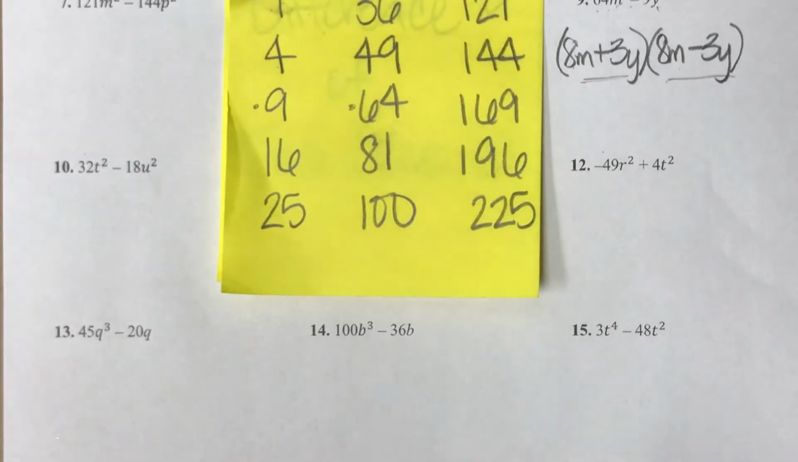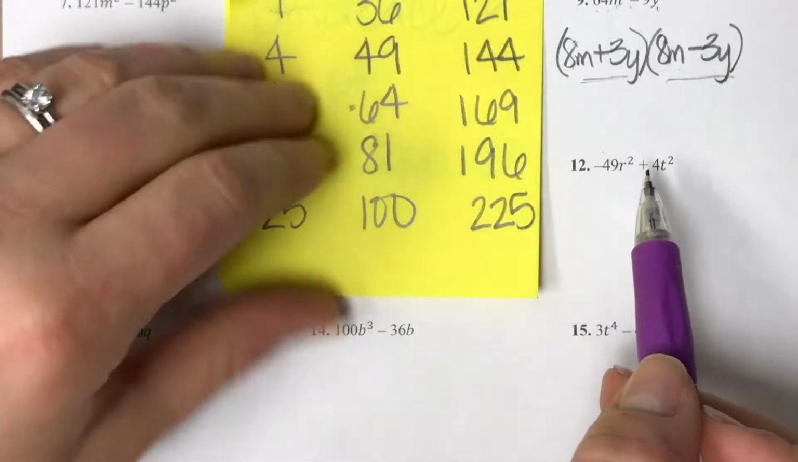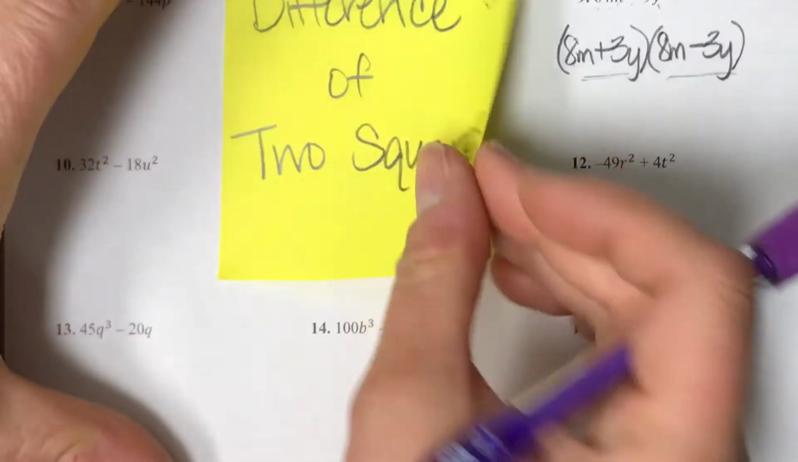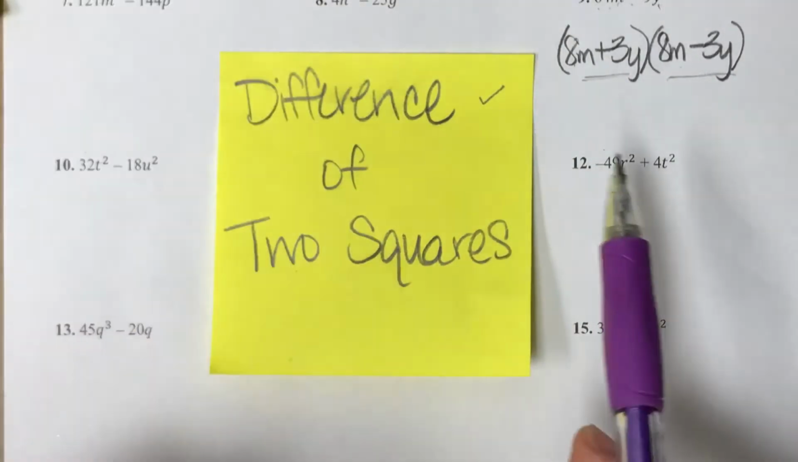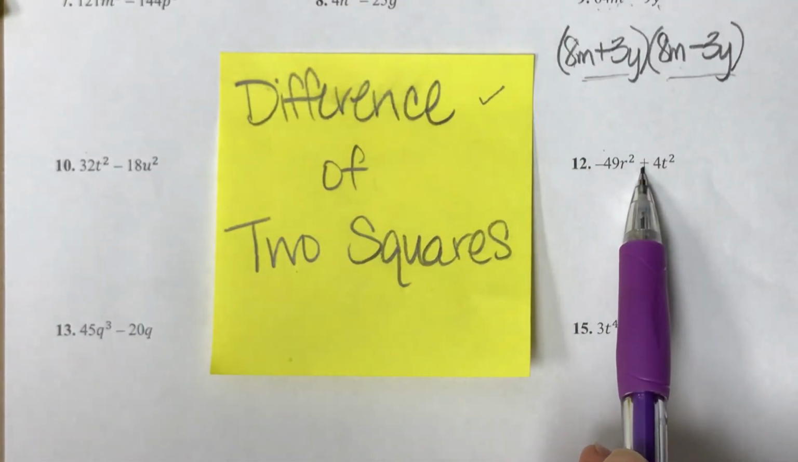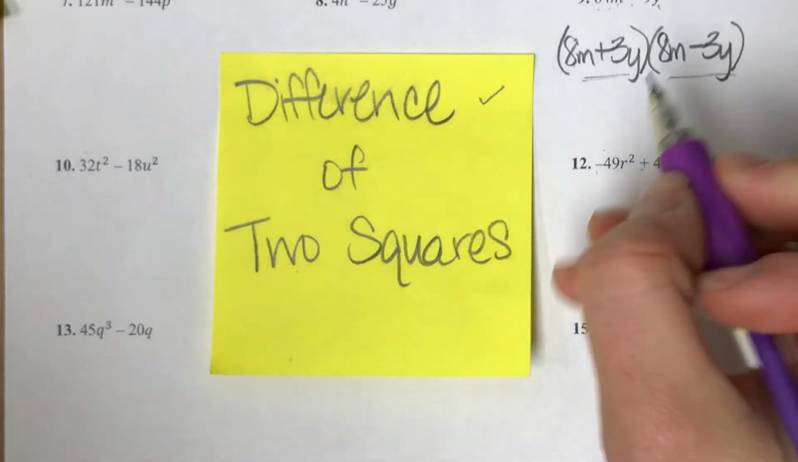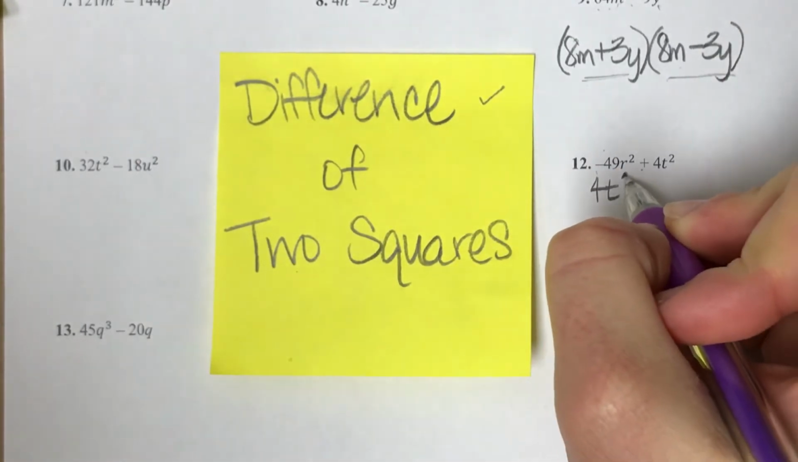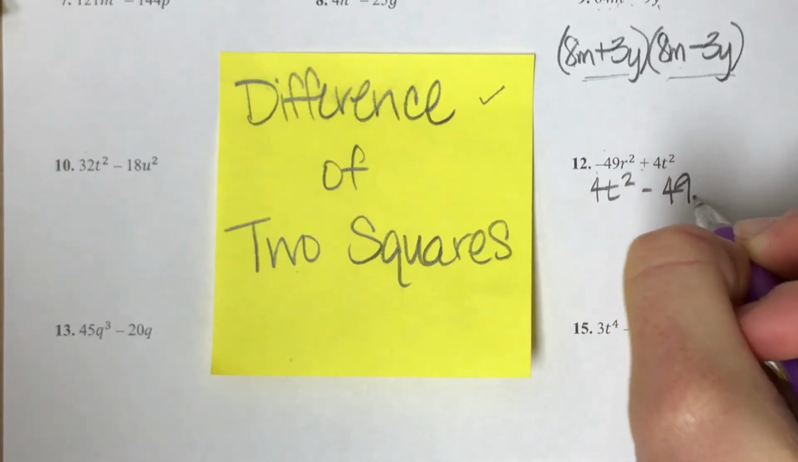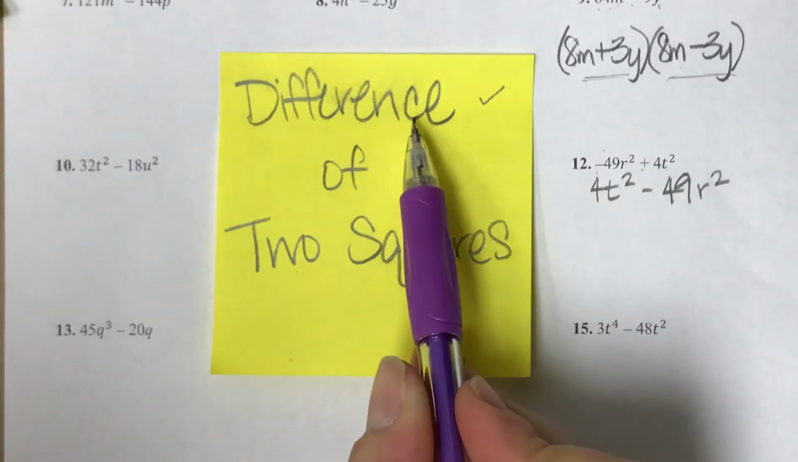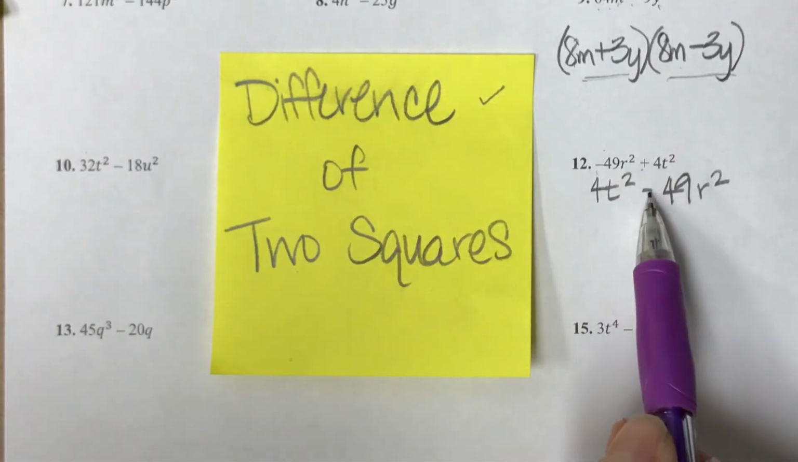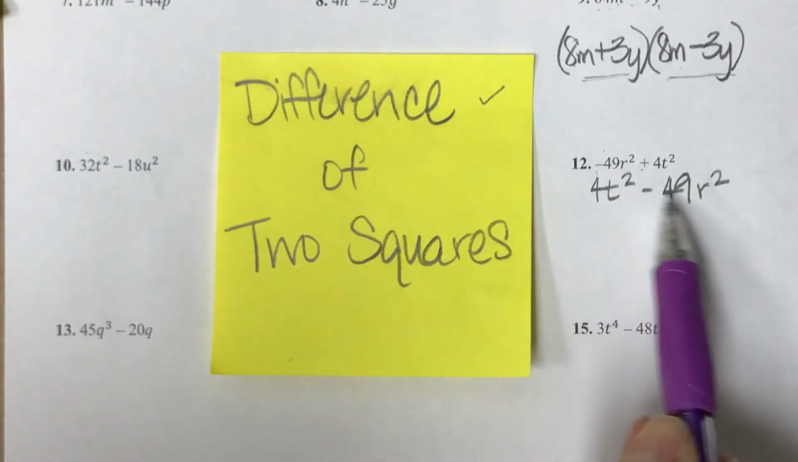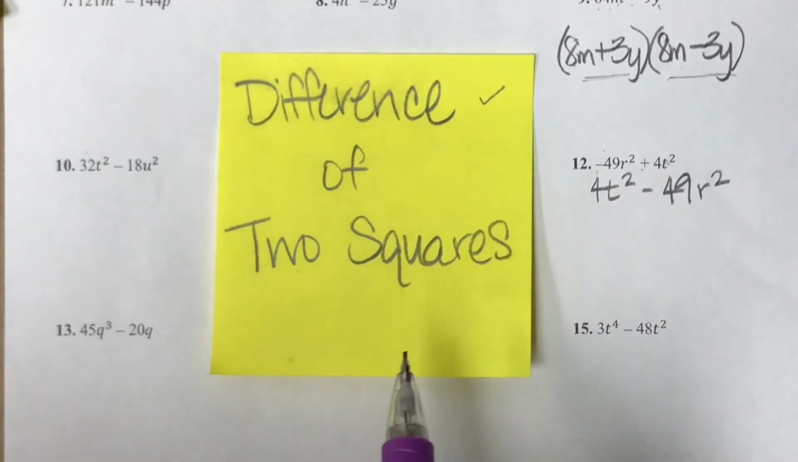So if I look at number 12, okay, it doesn't look like it's a difference of two squares because I don't see subtraction right here. But that negative makes me think maybe if I rearranged it, now I've got the difference part. So you're looking for a subtraction situation, positive minus a positive. So if you need to rearrange it, that's fine.